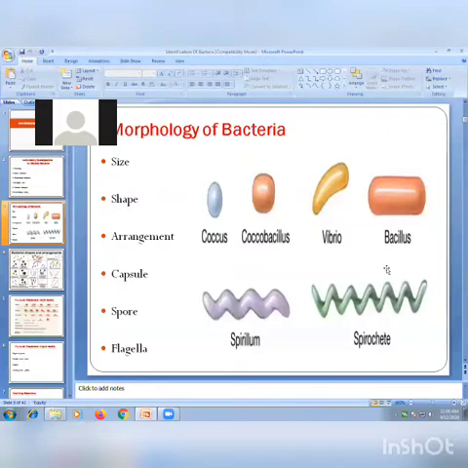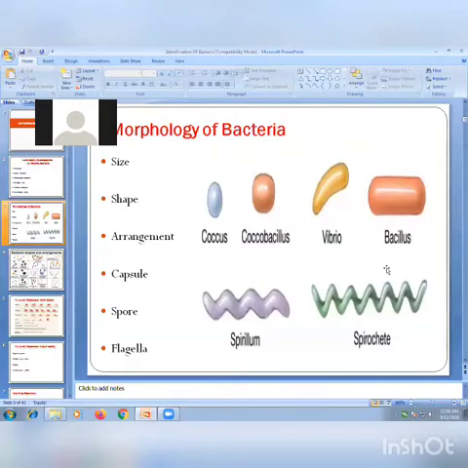Again in the spore, the presence of the spore, the shape of the spore, oval or spherical, then bulging or non-bulging, are also useful. Or the position of the spore: central spore, subterminal spore, and terminal spore. These are also useful for identification of a particular bacteria.